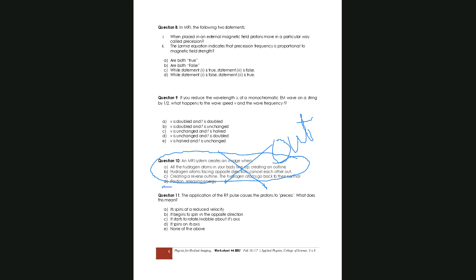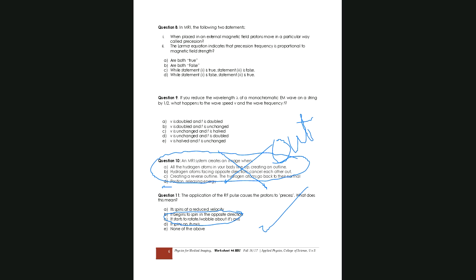Does it mean it spins in a reduced velocity? Does that mean it spins? It is the proton. It begins to spin, possibly in the opposite direction. It starts to rotate, wobble about its axis, or it spins. Absolutely. Diana said C. It's C. Right. Absolutely. So the answer is C.